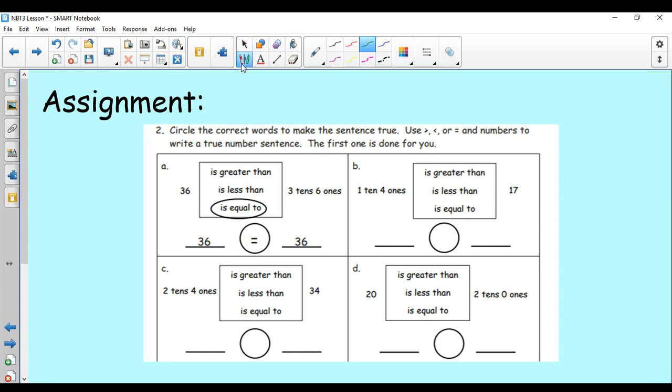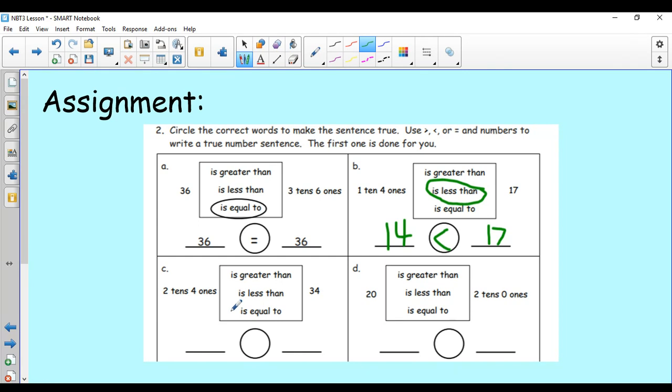All right. We're going to try one together just to make sure you understand what to do. We have 1 ten. I'm going to write that out. 1 ten and 4 ones. Okay. Then you have the number 17. So we're just going to write 17 over here. All right, so we have to choose. Is 14 greater than 17? Is 14 less than 17? Or is 14 equal to 17? You're right. 14 is less than 17. So if I make my alligator eat my larger number, it's going to be chomping towards 17. So that means 14 is less than 17. So you'll circle that as well.